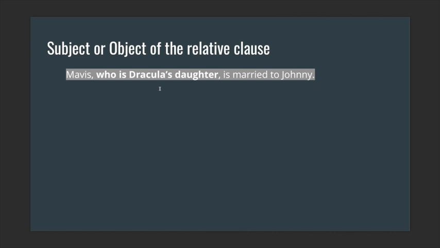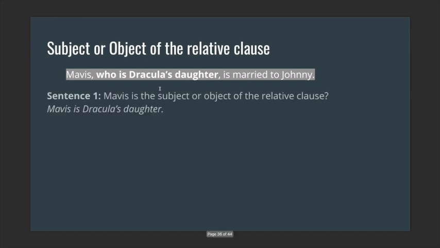Mavis, who is Dracula's daughter, is married to Johnny. So in this sentence 1, Mavis is the subject or object of the relative clause. So we here have the relative clause on itself. Mavis is Dracula's daughter. So who is executing the action? Who is? Is it Dracula or is it Mavis? Who is the subject of that sentence? So yes, the subject is Mavis. So that is why we use the relative pronoun who to put instead of Mavis a second time.